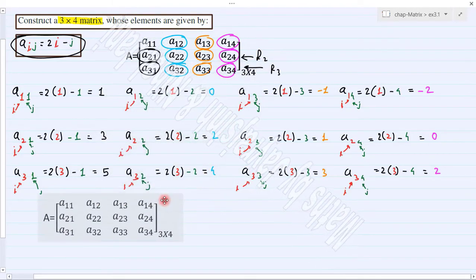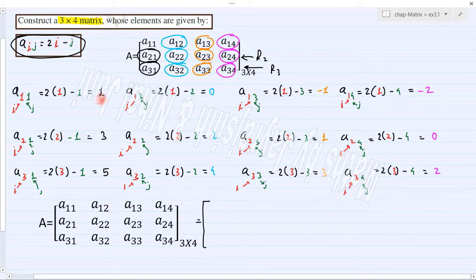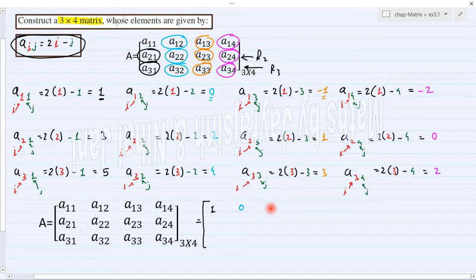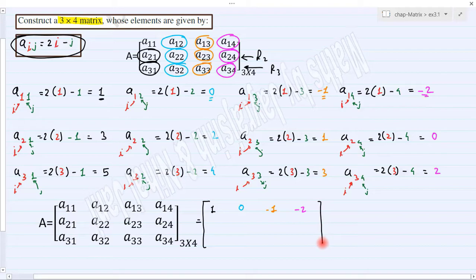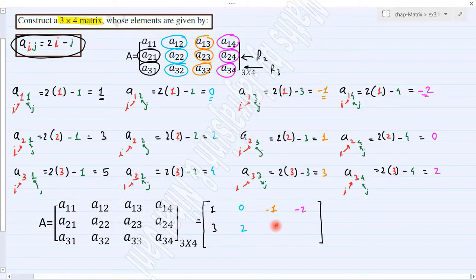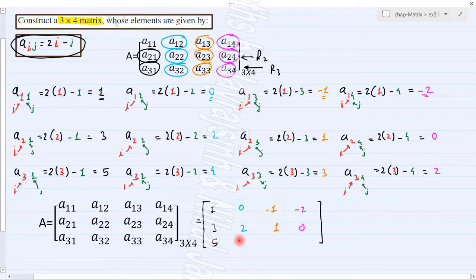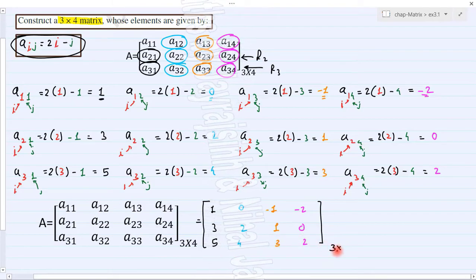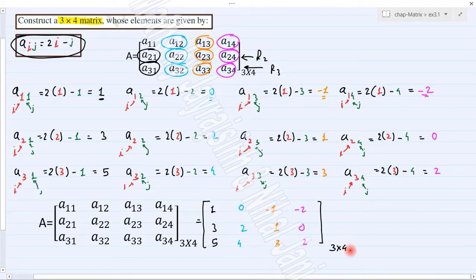Now let's substitute them in their respective positions. The elements of the first row will be 1, 0, minus 1 and minus 2. Similarly, your second row will be 3, 2, 1 and 0, and the last row will be 5, 4, 3 and 2. So tada! We get our final matrix of order 3 cross 4.